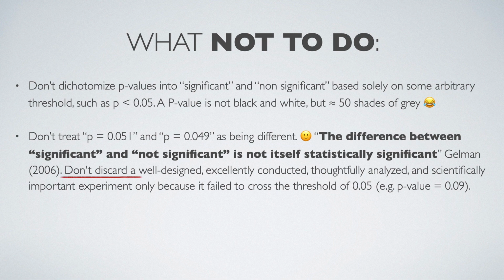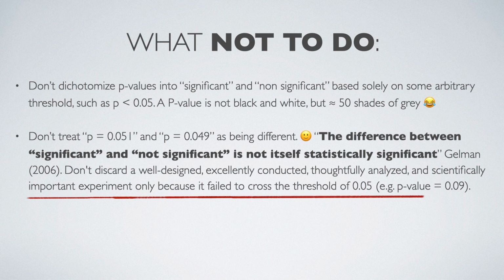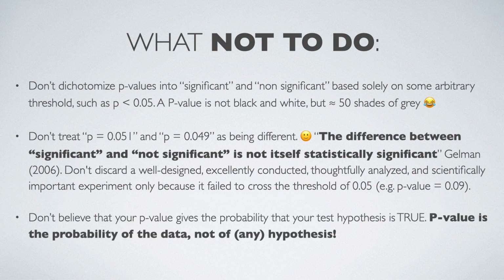So don't discard a well-designed, excellently conducted, thoughtfully analyzed and scientifically important experiment only because it failed to cross some strange threshold of 0.005, for example, if you get a p-value of 0.009. Don't believe that your p-value gives you the probability that your test hypothesis is true. P-value is the probability of the data, not of any hypothesis.